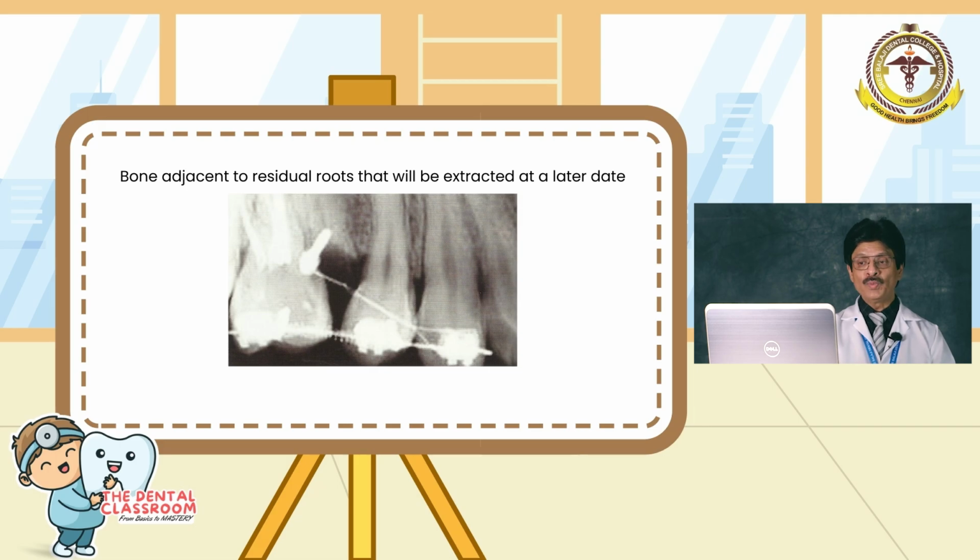If there is any bone adjacent to the residual roots that will be extracted later, it is the best place. Why? Because until such time we have residual roots, we have alveolar bone. The moment we remove the residual roots, the bone gets a little bit resorbed. So make good use of the bone which is present adjacent to the residual roots, achieve what you want to achieve, and then remove the residual roots. These are little tips that you can practice in your clinical practice.